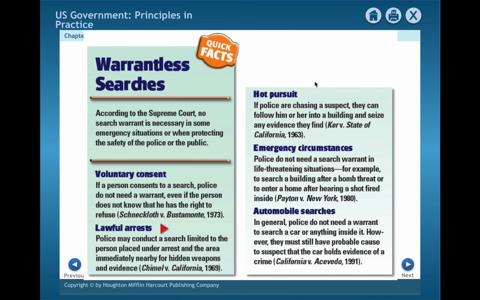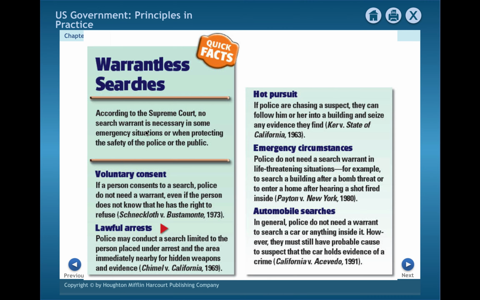There are times when searches do not need warrants. Let's go ahead and read right here. According to the Supreme Court, no search warrant is necessary in some emergency situations or when protecting the safety of the police or the public. So if you give consent to a search, the police do not need a warrant. Okay?